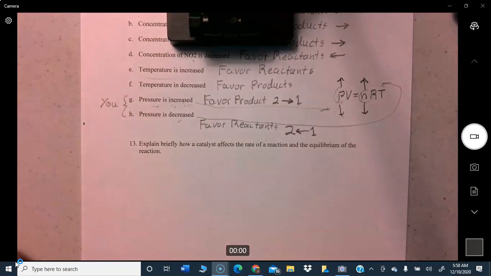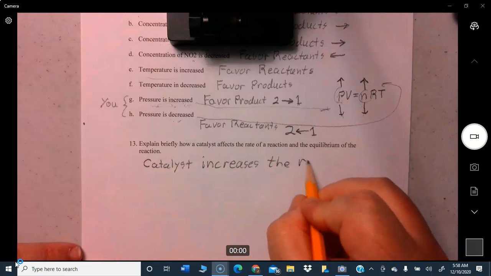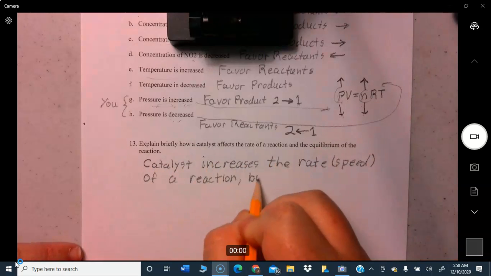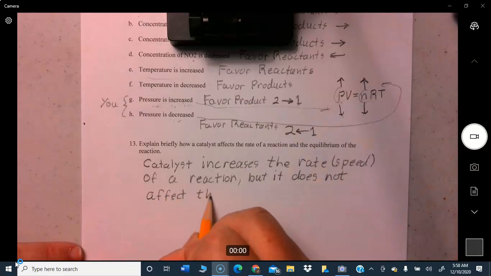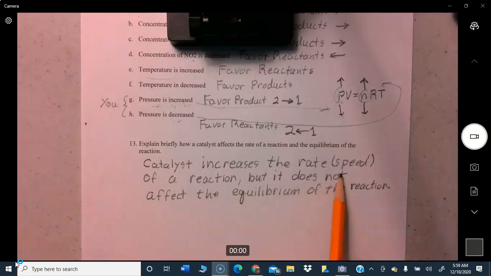Okay, last question. Explain briefly how a catalyst affects the rate of a reaction and the equilibrium of the reaction. So very simply, you can say it in one sentence. Okay, so a catalyst increases the rate or speed of a reaction, but it does not affect the equilibrium. So the reaction is going to still get to the same equilibrium point that it would have gotten to, it just gets there faster. Okay, so that's the key to a catalyst.